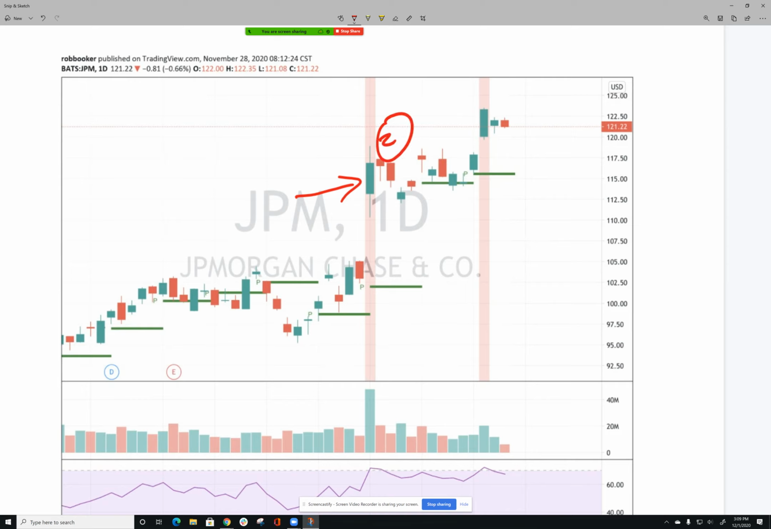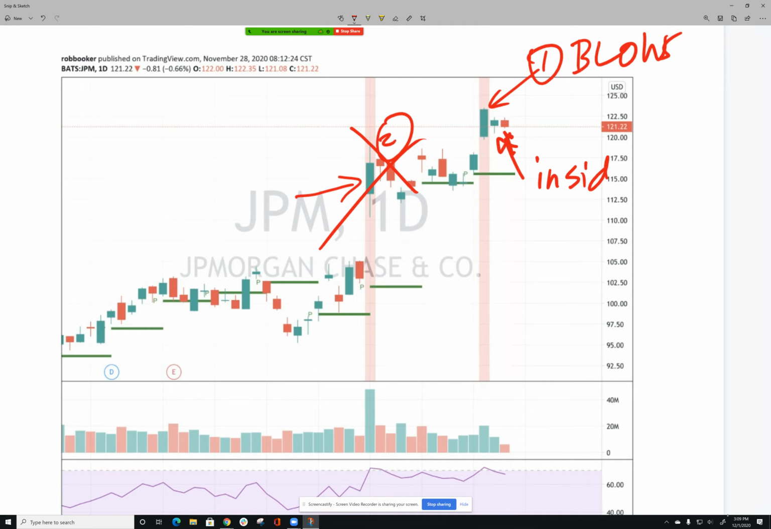Day 2 right there. It's a terrible candle. Invalidates everything, even though it would be profitable. It invalidates everything. This day 1 candle blows. It's a giant bodied candle. Day 2 is even worse. You would call that an inside, right? An inside, because day 2 fits inside day 1.